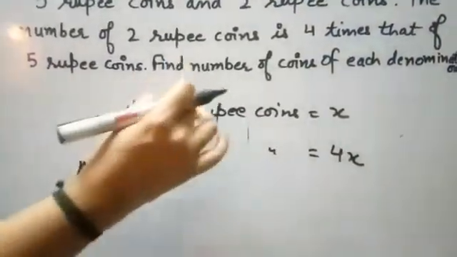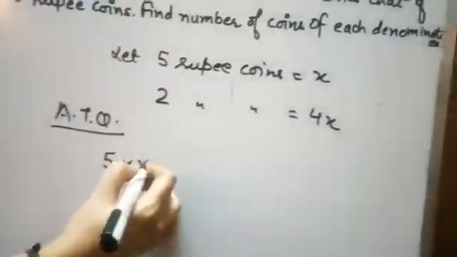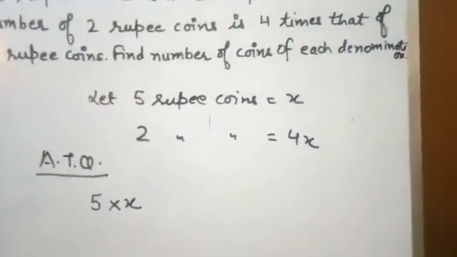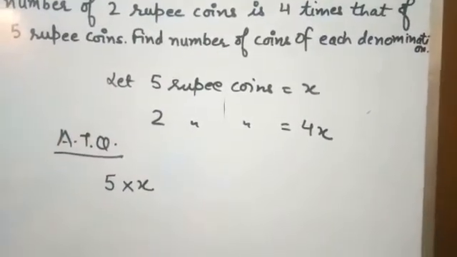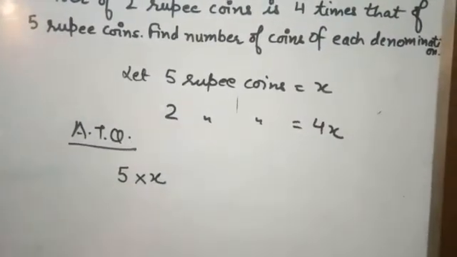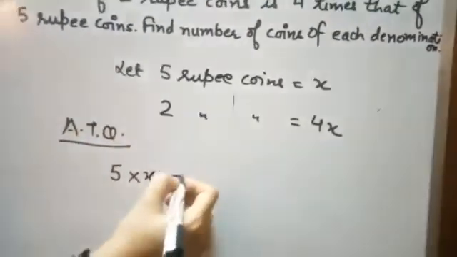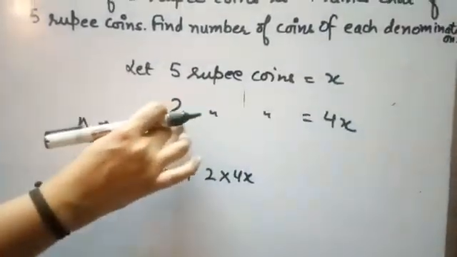If I am having x coins of 5 rupees, how much money am I having? 5 into x. Again I am telling you one more example. If you are having two notes of 10 rupees, that is 20; 4 notes, 40; 10 notes, 100. We are multiplying the value of the note by its number to get the money. Again, 2 into 4x, because I am having 4x coins of 2 rupees.